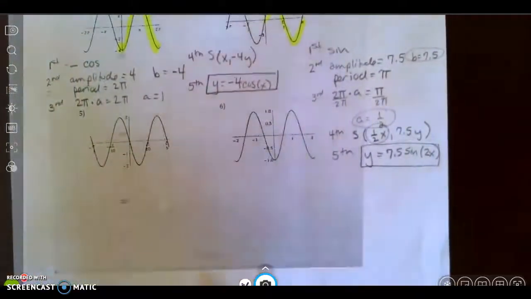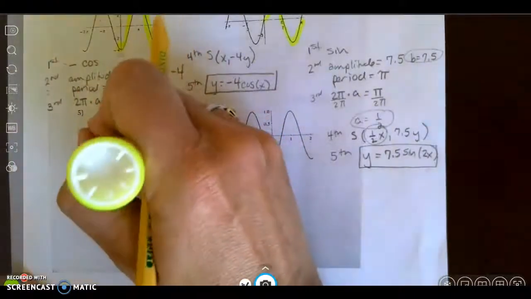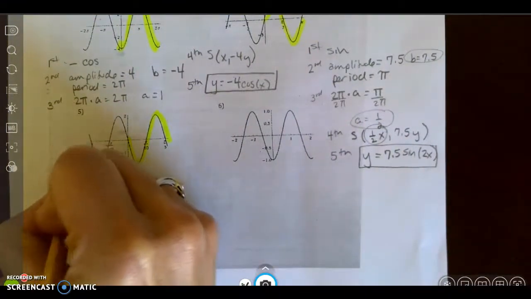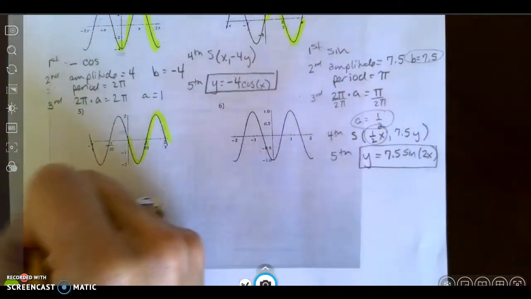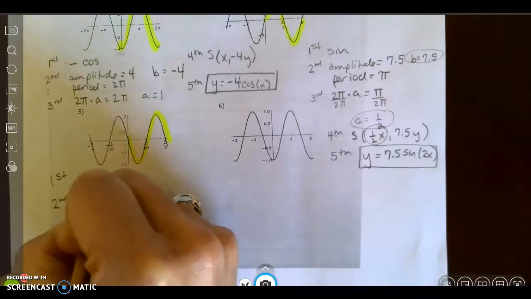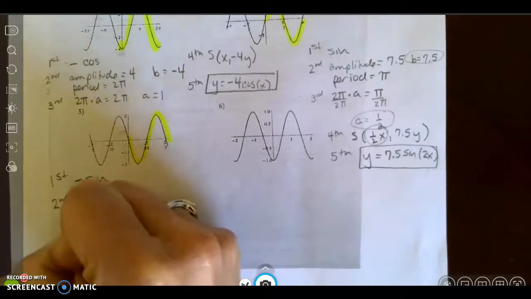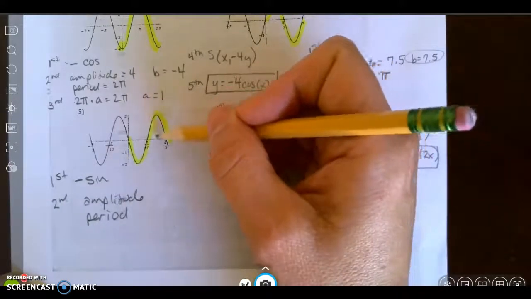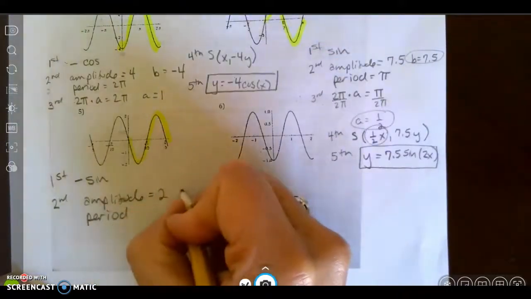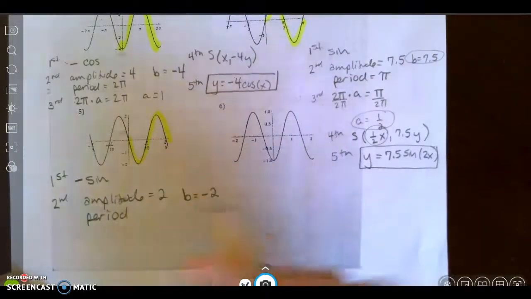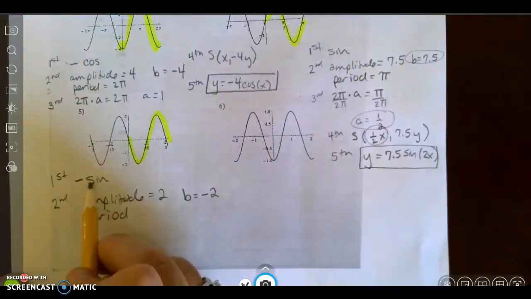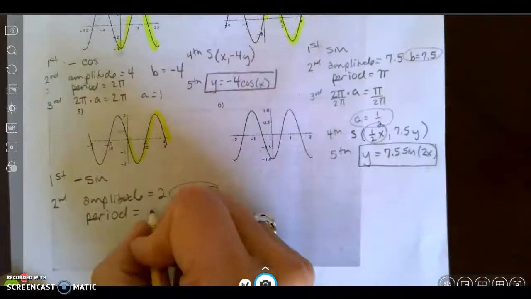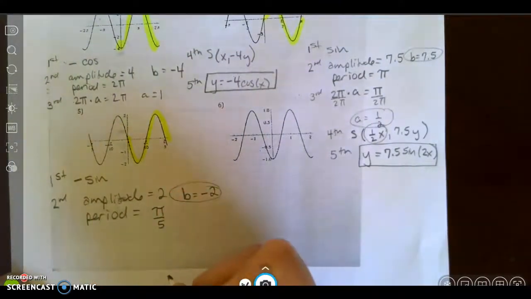Right. Number 5. Look at my curve. That is a negative sine curve. My amplitude and period, I'll figure out next. Amplitude looks like it's up 2 and down 2. So my b value is -2 because it's a negative sine curve. And my period is pi divided by 5.